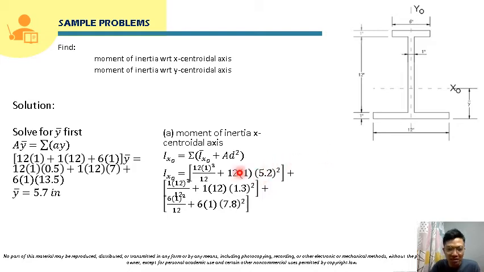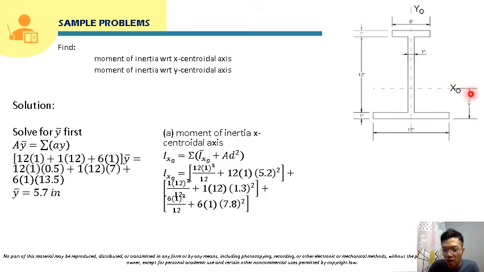So for the next rectangle, this is BH cubed over 12, where the base here is 1 and the height is 12. The centroid of this rectangle is not located at the reference axis, so there will be a distance D, the distance of the centroid to the reference axis. Since this is 12, this is 6 from here. So 6 plus 1, that will be 7 from the bottom.